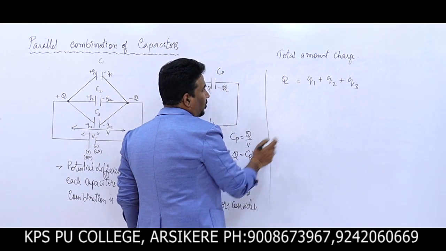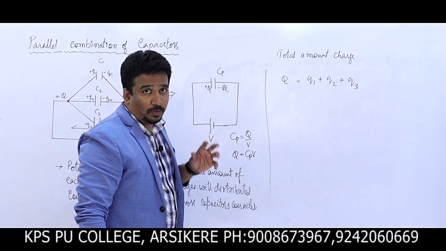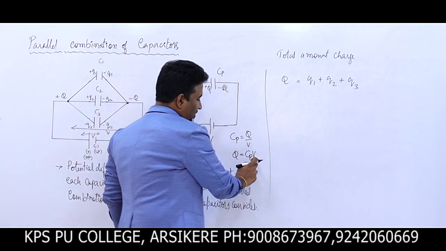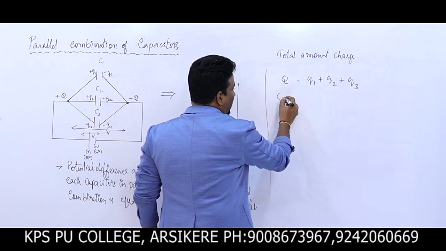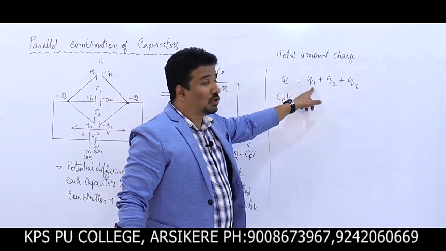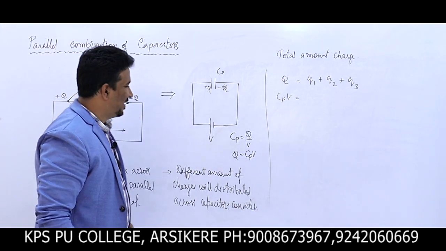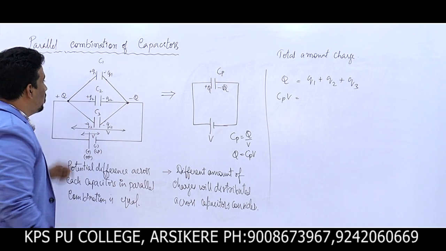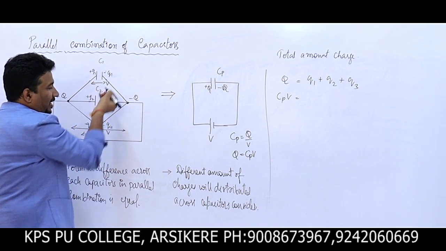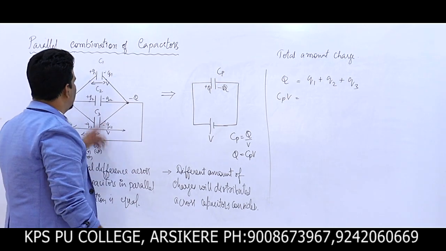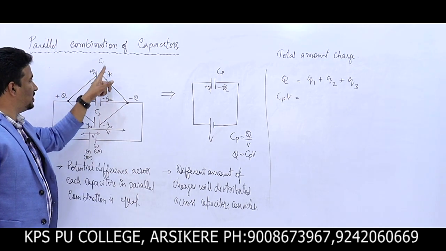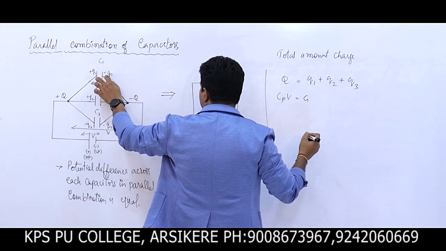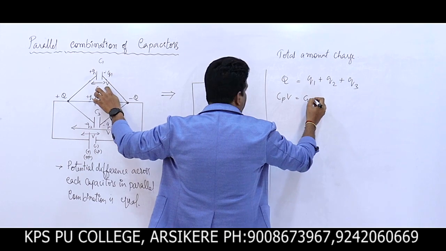What is Q? Cp into V. Q is the charge provided to the capacitor. Total charge is Q, so that can be represented by Cp into V. Cp into V is equal to, how much is Q1? What is Q? Capacitance into potential difference. Across this capacitor, what is the potential difference? V, same. What is the charge? Charge is Q1, which is capacitance C1 into voltage V.